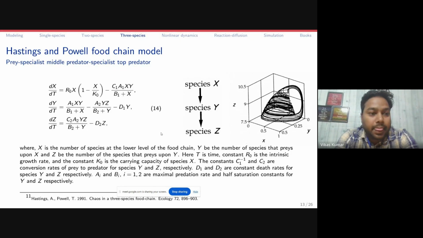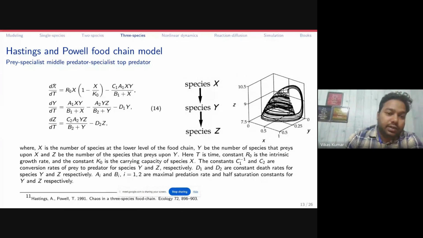So this was the first chaotic model, proposed in 1991 by Hastings and Powell. There were three populations, X, Y, and Z. You can see here Y survives on the X population and Z survives on the Y population. There is no connection between Z and X. If there were a connection, then it would be a food web, not a food chain. So we can see a single energy source line between these species. Based on some assumptions, they proposed the model.